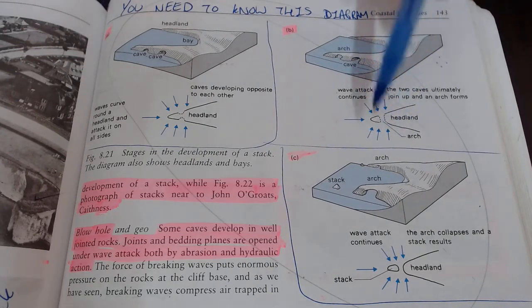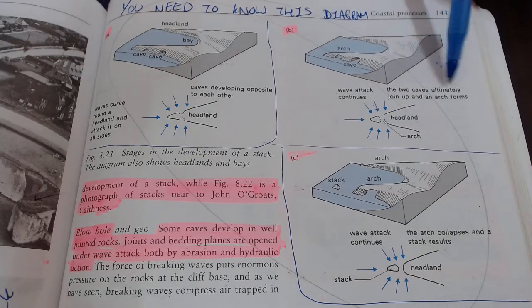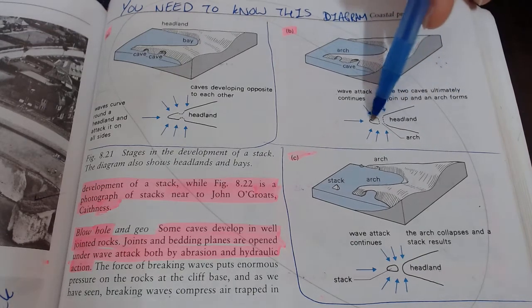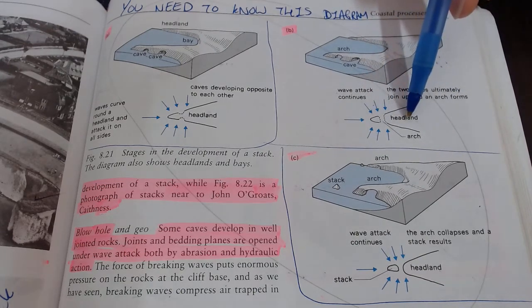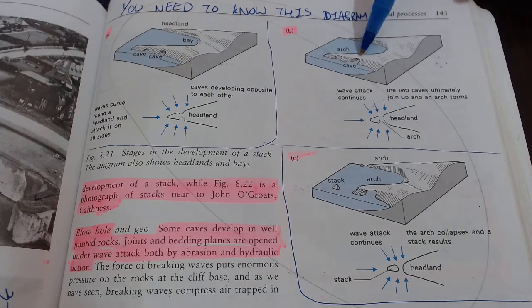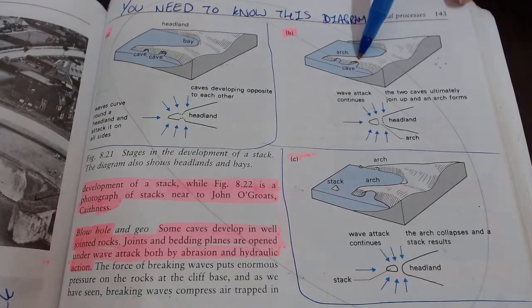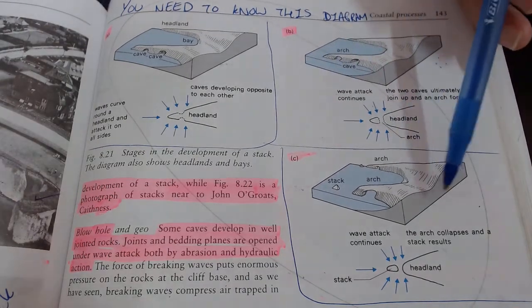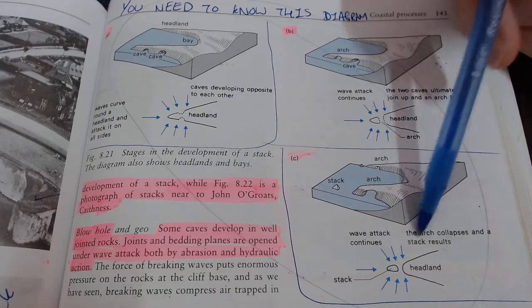So look what happens. The wave attack continues. The two caves ultimately join up and an arch forms. So an arch between these areas, and you can see it in here. You can see right through the whole headland. This arch is already done. There are new caves being eroded to make a second arch. Finally, the arch collapses and a stack results.